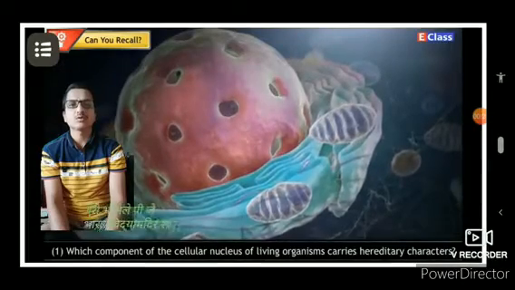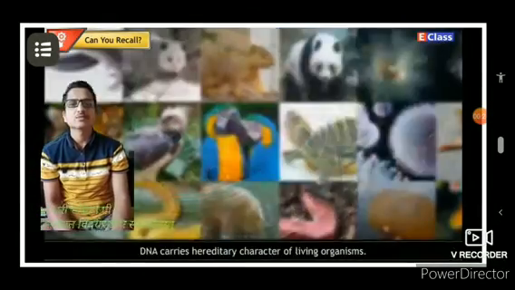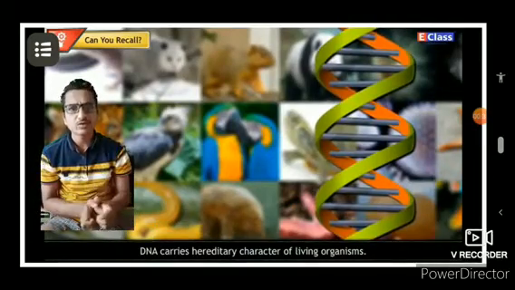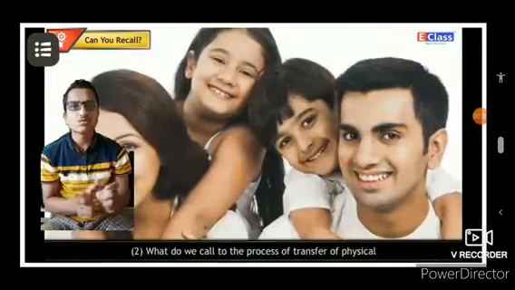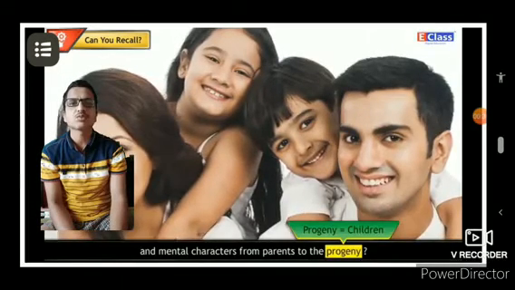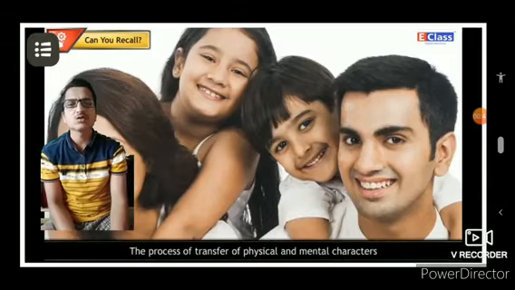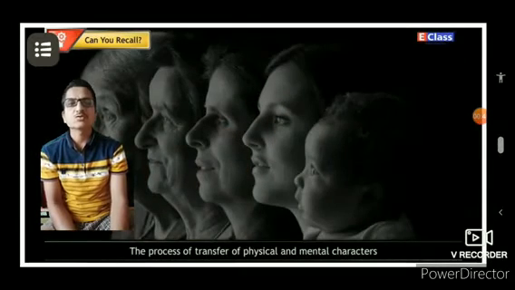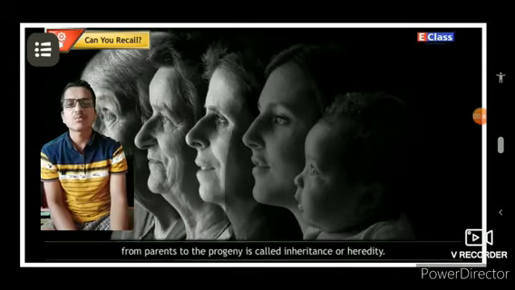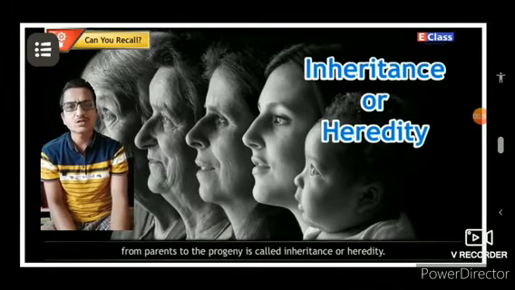Which component of the cellular nucleus of living organisms carries hereditary character? DNA carries the hereditary character of living organisms. What do we call the process of transfer of physical and mental character of the parents to the progeny? The process of transfer of physical and mental characters from parents to the offspring is called inheritance or heredity.